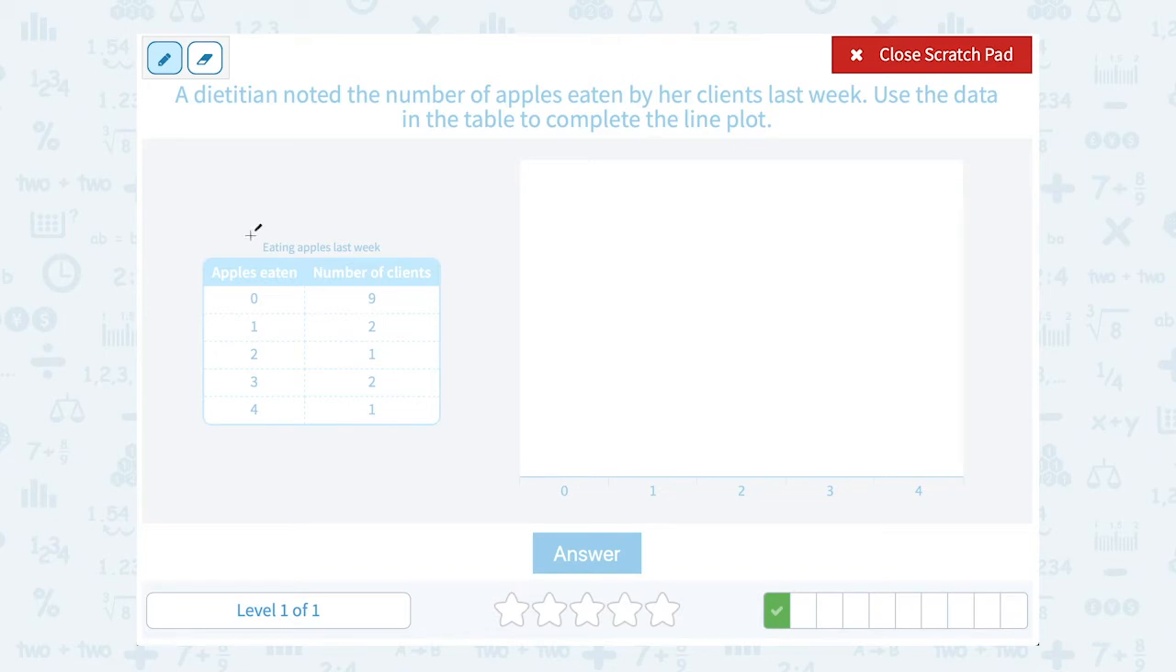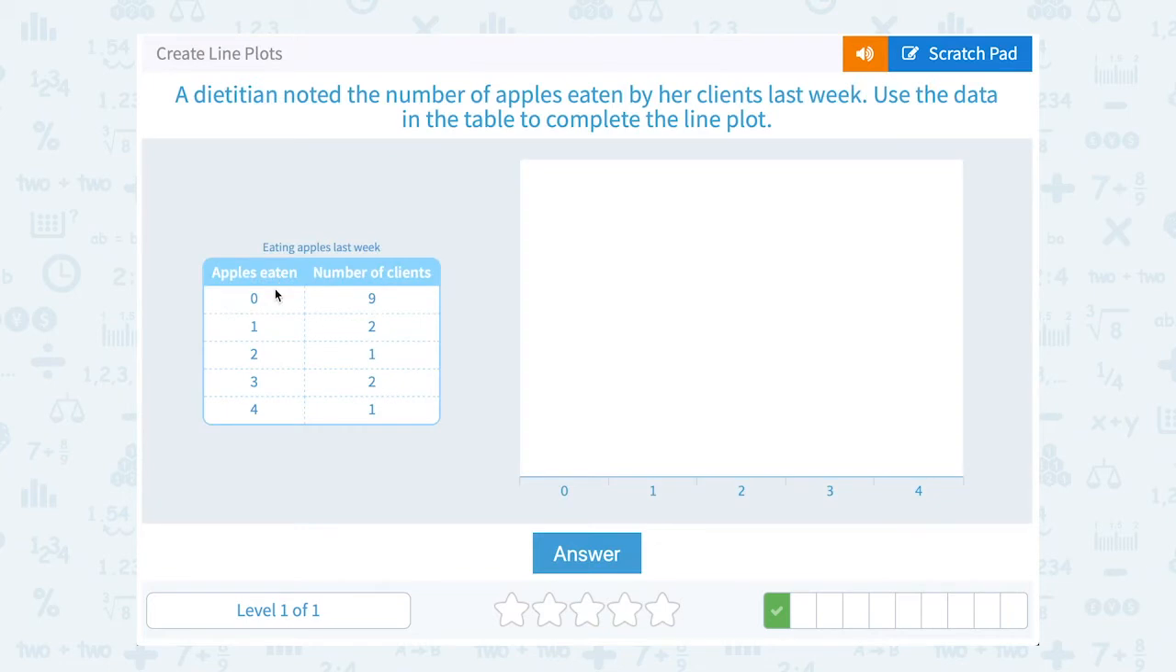The numbers that you see in the first column, we call that the X column, are always going to be on the left to right axis that we call the x-axis. So the numbers you see in the second column, in this case the number of clients, that's going to be on the y-axis, which is what we call this up and down one. So the number of clients are the numbers we're going to try to represent above each one of these numbers on our graph. So notice no apples were eaten by 9 clients. Okay, so I'm going to draw 1, 2, 3, 4, 5, 6, 7, 8, 9 X's to represent the 9 clients that did not eat any apples.